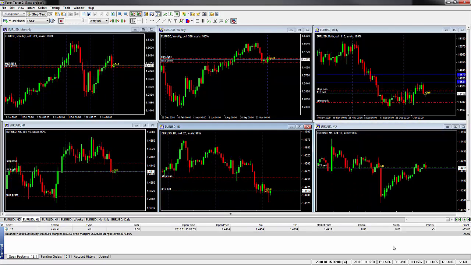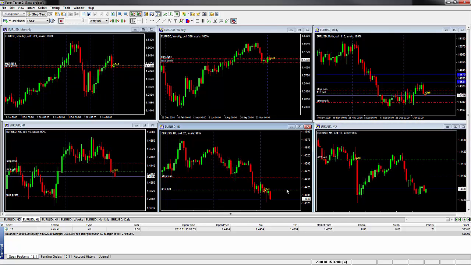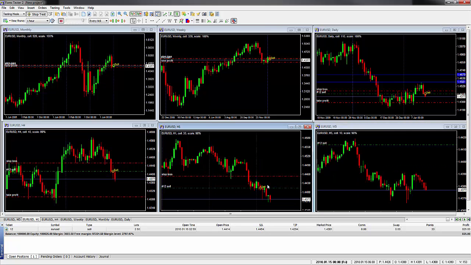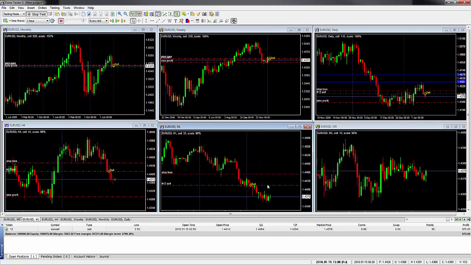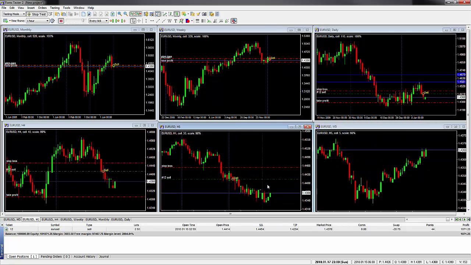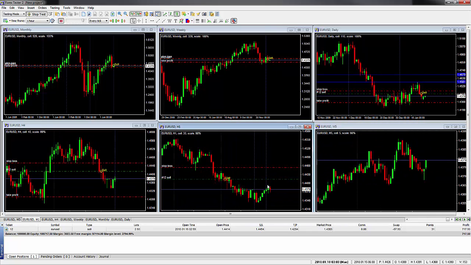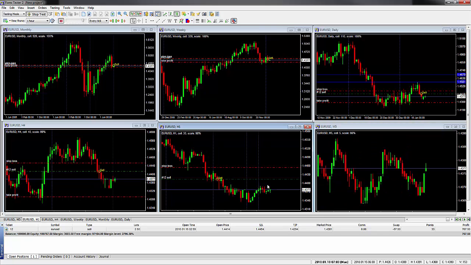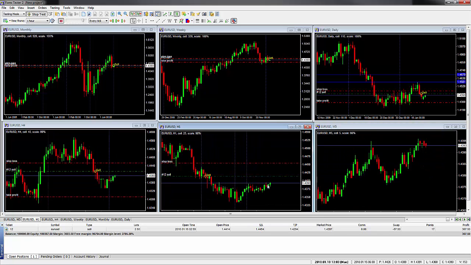So if we look over here in our open position, we'll see we're actually down a few points. We're down $75. But we're going to let the trade play out. We're following our trading plan. Once we're in the trade, our trading plan tells us what to do, how to manage the trade. So we're just going to let the trade play out.